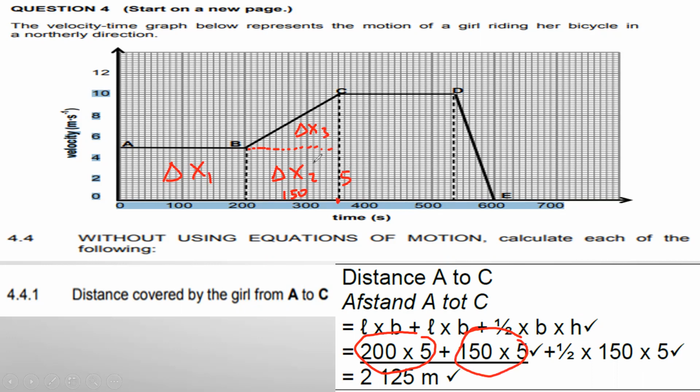And you have a triangle here. You have 150 this side, and this height, let's say from 5 to 10, right? Yes, it is 5. So 150 times 5 over 2. This is our delta x3. And you are just adding them all, and you are getting distance from A to C. If they ask distance from C to D, you are calculating this area. If they ask you from C to E, you must calculate this area and this triangle. So we are using area to calculate our distance because they said without using equation. So we are using our graph to calculate our distance. That's it. I hope it is fine.